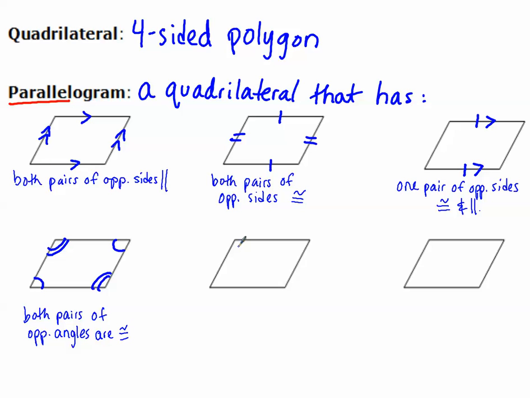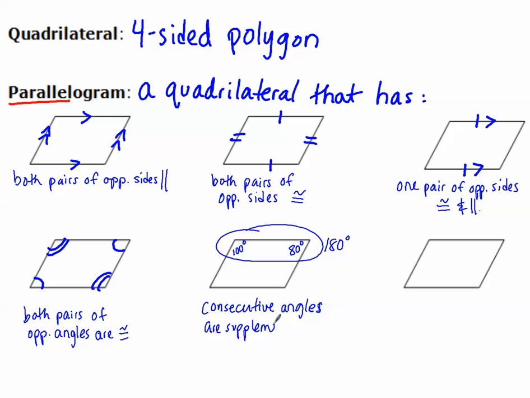The consecutive angles, the angles next to each other, well, what has to be true about them? If this is 100 degrees, then this will be 80 degrees. They add up to 180 degrees. So we say the consecutive angles are supplementary. And not just one pair, but all of the angles that are consecutive. So also these two right next to each other. Those will also add up to 180 degrees. Any consecutive angles in the parallelogram are supplementary.